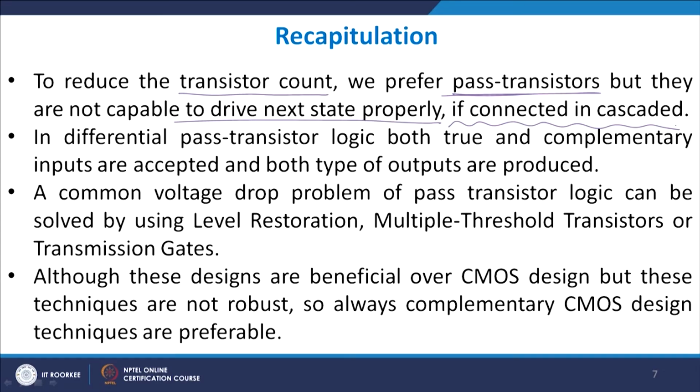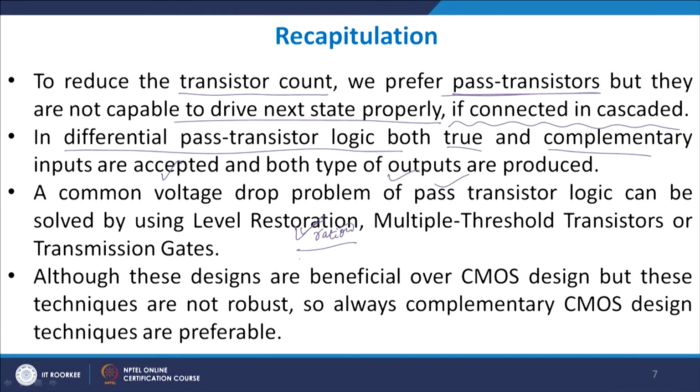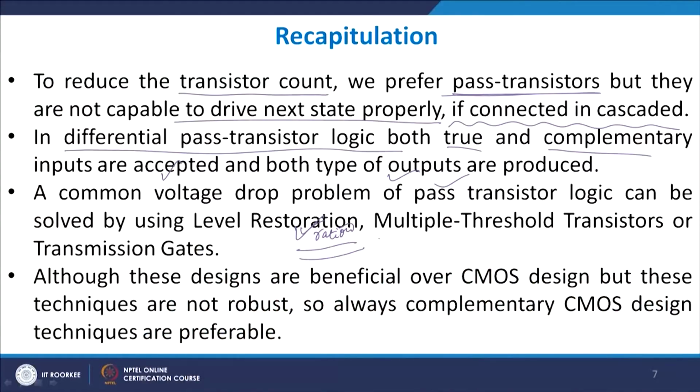Now, if you have a differential pass transistor logic, also known as swing pass transistor logic, then both true and its complementary forms are accepted, and both out and out bar are also produced. We can remove the problems of pass transistor logic by using a level restorer, by using a PMOS in the pull up case, but as I discussed with you, it's a ratioed logic for sure. So, the ratio of W by L of MR will play an important role in determining the functionality of the PTL level restorer. We also use multiple threshold transistors in the path, and finally we ended up with transmission gate concepts.